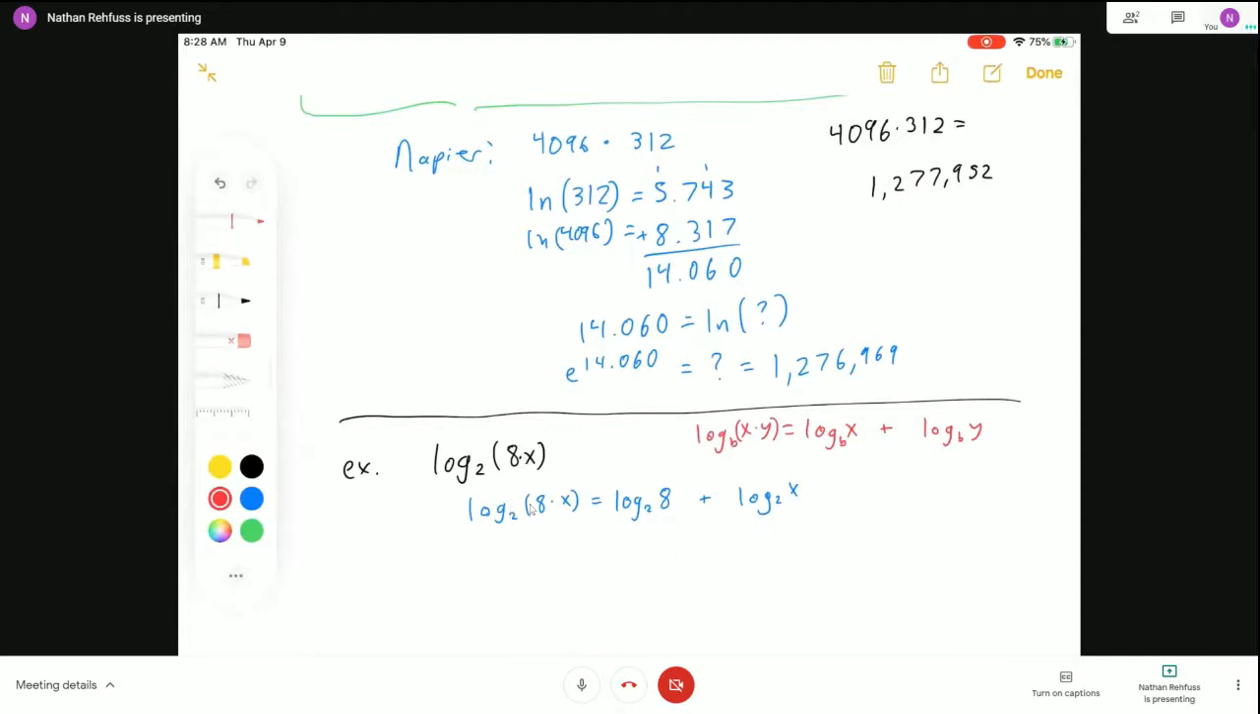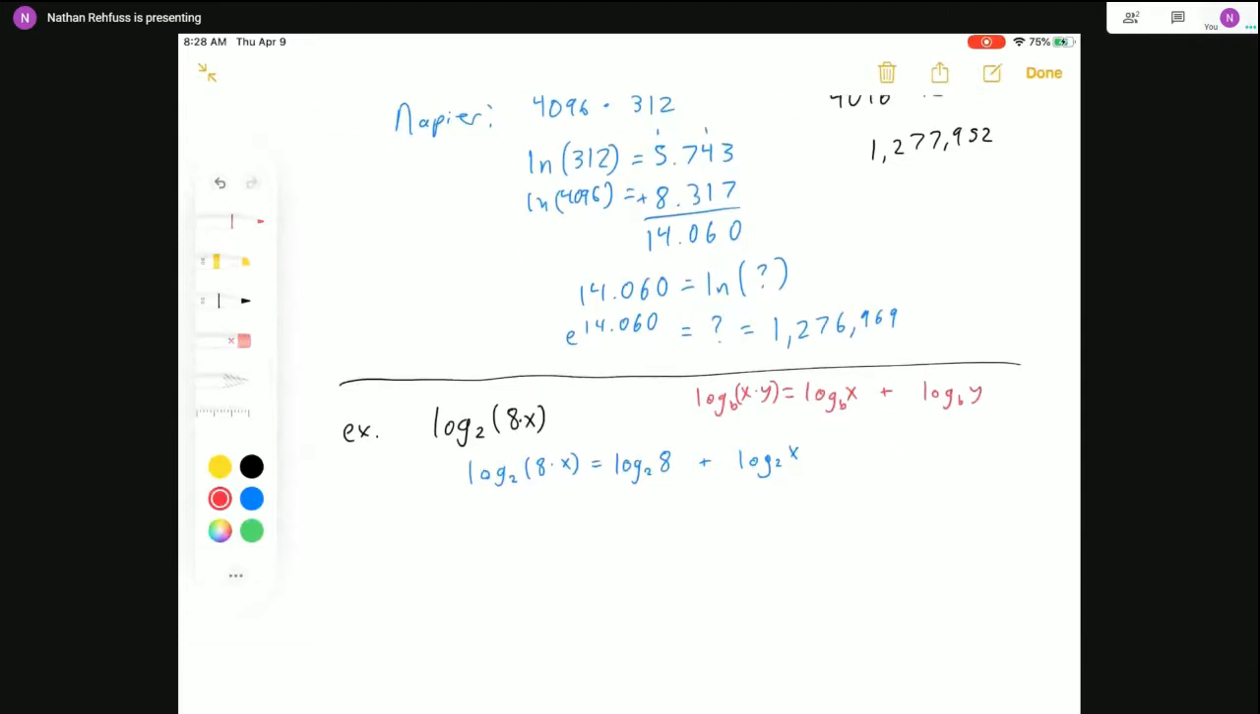So now we've rewritten this log of a product as the sum of two logs, and the payoff is we get to go one more step. Does anyone know what the log base 2 of 8 is? Well, I know that 2 to the power of 3 equals 8, so log base 2 of 8 has to be 3. So I can change this one more time and say this is just 3 plus the log base 2 of x. That's my final answer. That's as simple as we can get this.